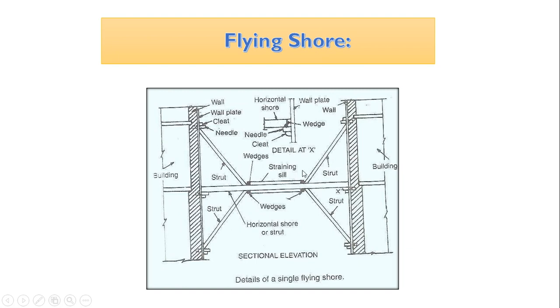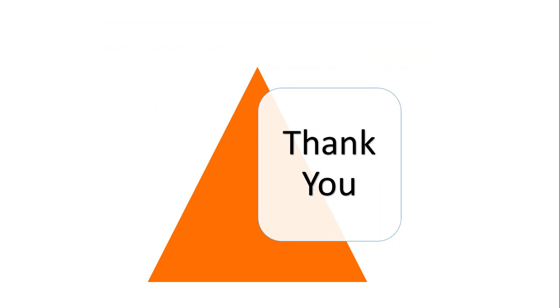Here the cross section is shown. Fixity is a must. Fixity is important in the case of this shore, or any type of shore. So this is about the flying shore, or horizontal support. It is provided when parallel walls are damaged or damaging. This is all about repair, maintenance, and raking shores. Thank you.